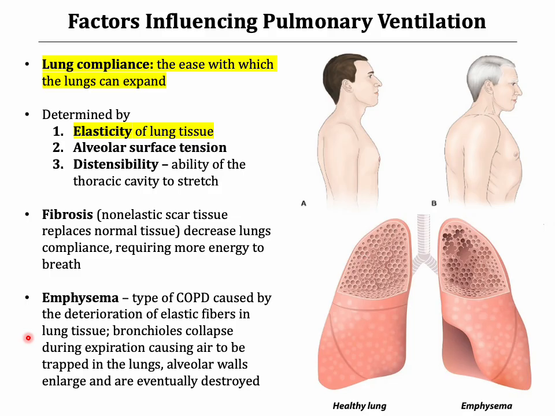Not as much air is leaving, and actually the air becomes trapped within the lungs, and it can rupture the alveolar walls and cause the alveoli to become very large. These people will be barrel-chested because air is literally trapped inside, right? So the air went in, but it's not very good at coming out because there's no adequate recoil.